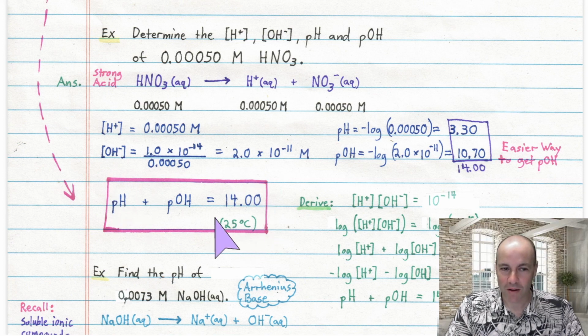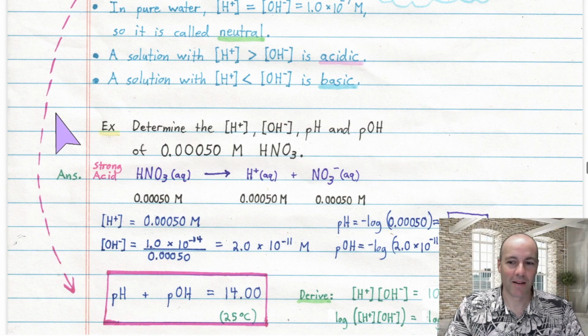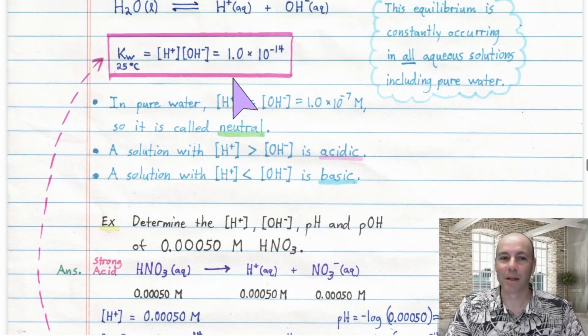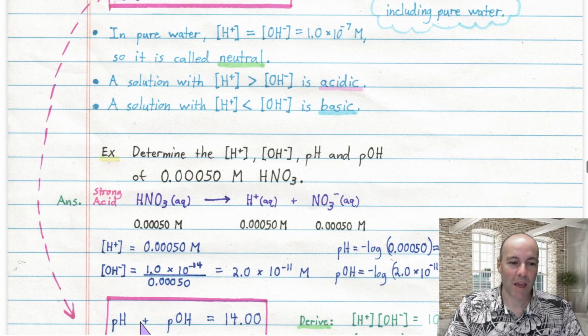Now this equation right here is derived from, follow the pink line, from that equation. The two are the same thing. So I don't know if you can see them both, but here we go. The two concentrations multiply to give 10 to the minus 14. We can use that to get pH plus pOH equals 14.